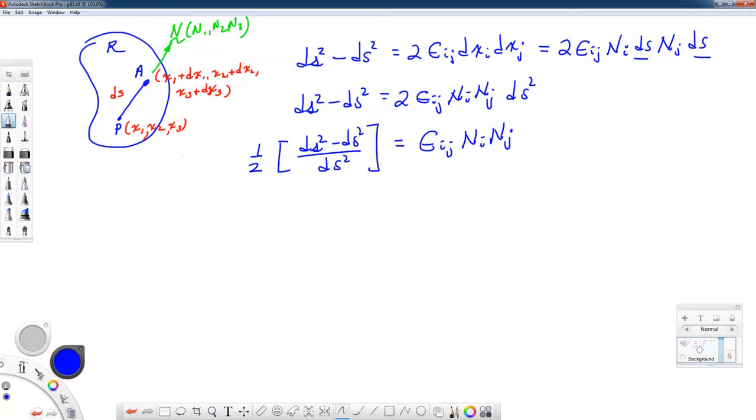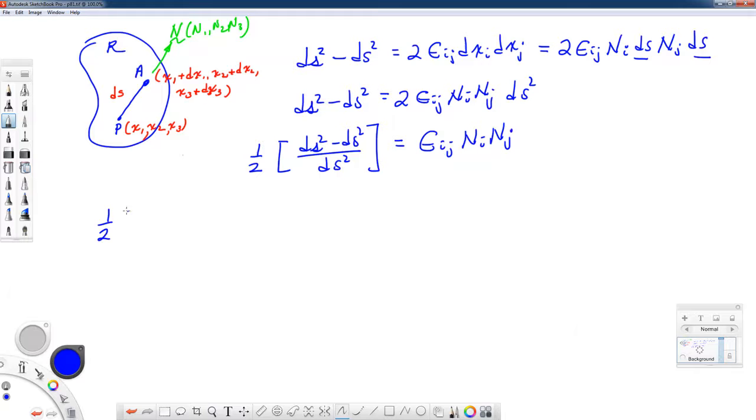Now, I think maybe it's easier to see why epsilon ij is unitless. We have length terms squared on the top and on the bottom of the left-hand side. Obviously, the left-hand side is unitless, and so, therefore, the right-hand side must be unitless as well. And the ni and the nj, these are unitless vectors. So the epsilon ij is a unitless quantity.